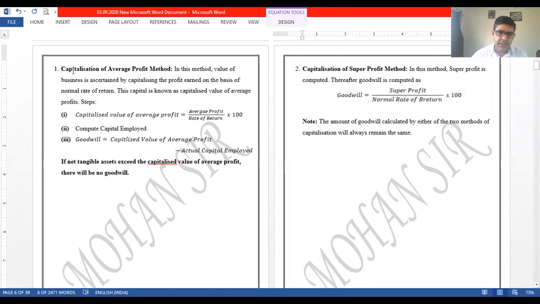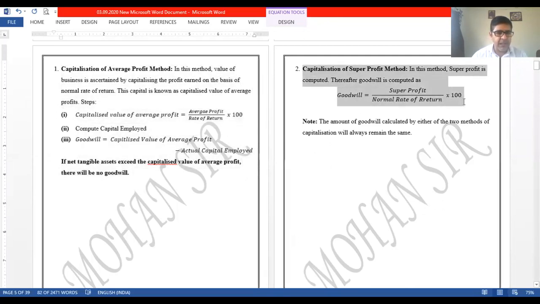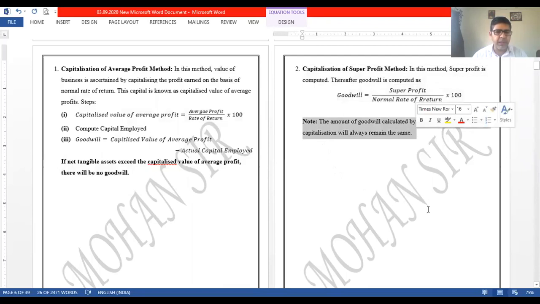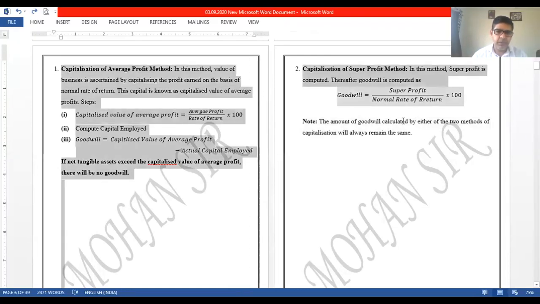So under the capitalization method we have 2 different methods. Capitalization of average profit method, wherein we compare the capitalized value with capital employed to get the goodwill. And under the capitalization of super profit method, we just capitalize the super profit and calculate goodwill, right? And most importantly, you have to take care that the goodwill calculated by either of the 2 capitalization methods, the answer will be the same. If capitalization of average profit method gives an answer of 1 lakh, then under the super profit method also it should be 1 lakh only. These are the 2 last methods for calculation of goodwill.